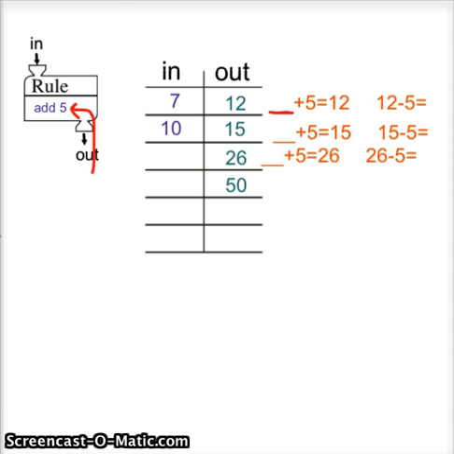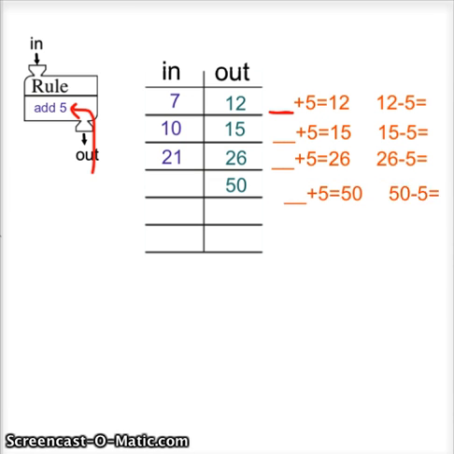And something plus 5 would have 26 coming out. So to find that missing number, we take 26 minus 5, and that's a 21 that went in. The fourth one, some number went in the machine, then it added 5, and 50 came out. So 50 minus 5 tells us that 45 went in the machine.